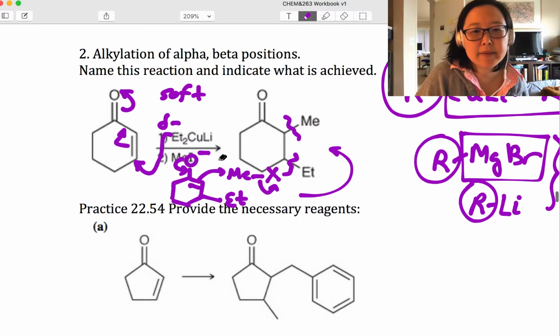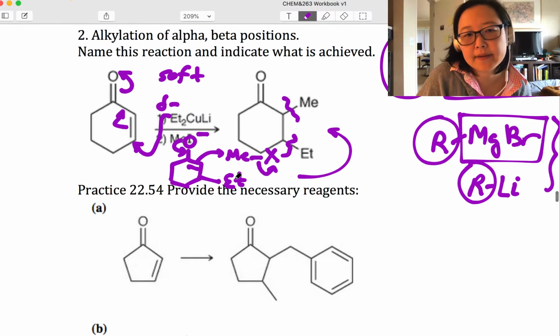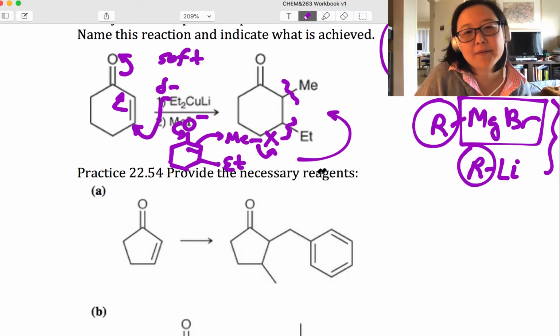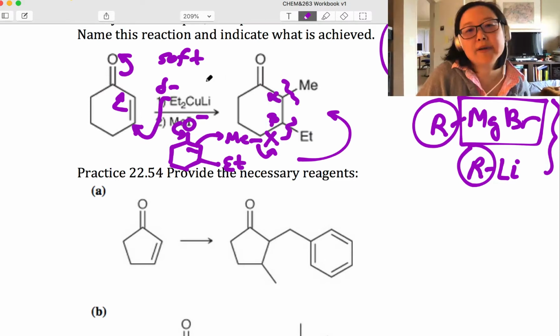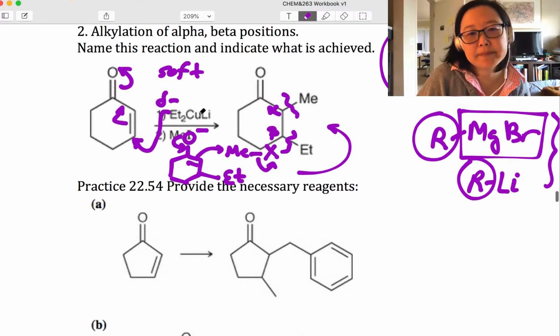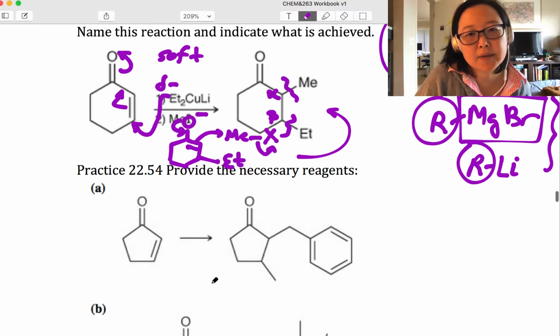So that's the intermediate right here, is this ethyl group added on the beta position, and I have this enolate ion that attacks methyl. Okay, so working backwards then, you're going to have an R group in the beta position, an R group in the alpha position, and you're going to use this organolithium cuprate as your reactant. So let's do one of these together.